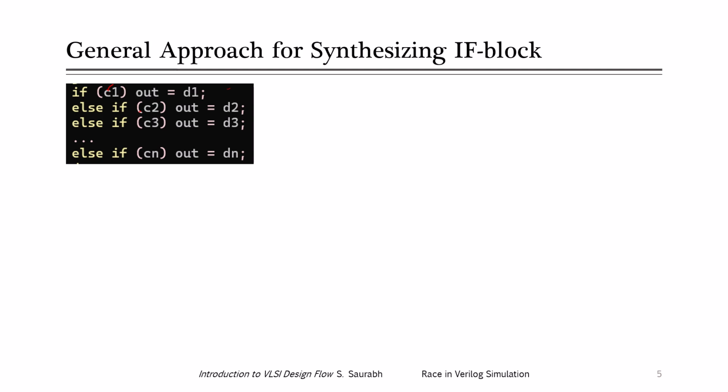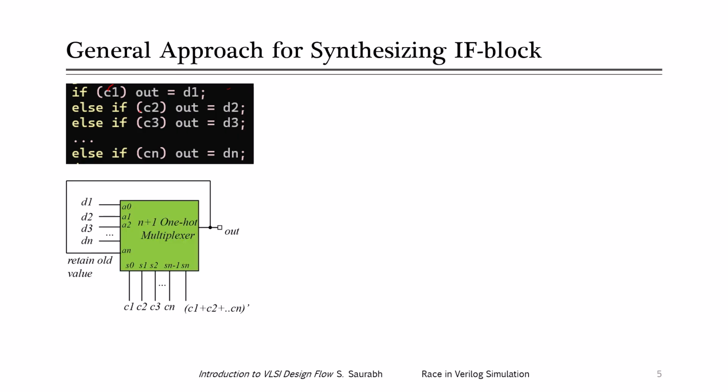Now we can represent this functionality in a similar manner using an n plus 1 one-hot multiplexer. In this we have n data lines and n select lines. And when none of them is selected, meaning if we take the NOR of all these conditions, whenever that is true, it implies that the out retains the old value. So we have one more line, the line for retaining the old value.